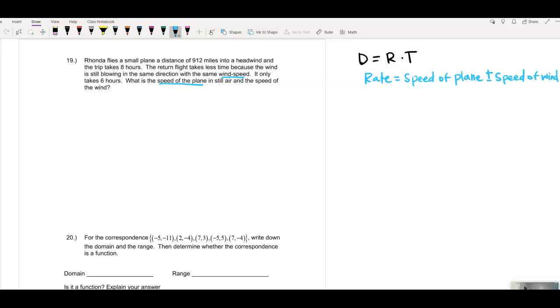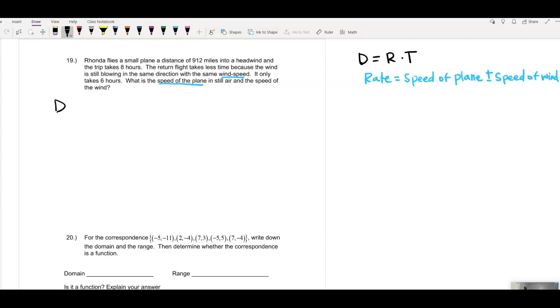Right? And I put the plus or minus there because the plus is if you're going with the wind. It's actually pushing you faster, where if you're going against the wind, it's actually slowing you down from what the plane is actually going. All right, so understanding that this rate is made up of those two things is probably one of the biggest things that will help when you're doing these problems.